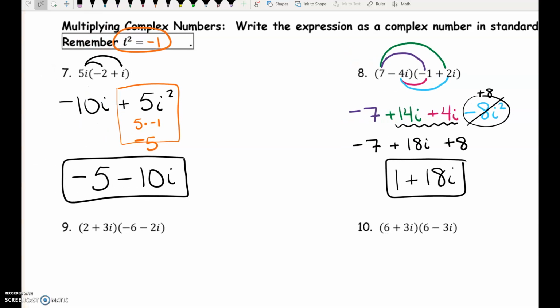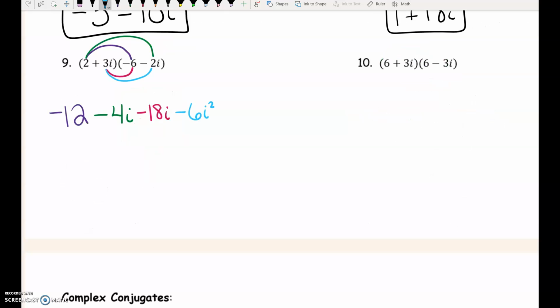All right, why don't you try number 9 on your own? So pause the video, give number 9 a try on your own. These are the 4 terms that you should get from double distribution. Anytime I see i squared, I'm just going to circle that whole term. That's -6 times -1, so really this term is a +6. Because then I can do the combining like terms all in one step. The -12 and the 6 gives us -6. The -4i and the -18i gives us -22i.